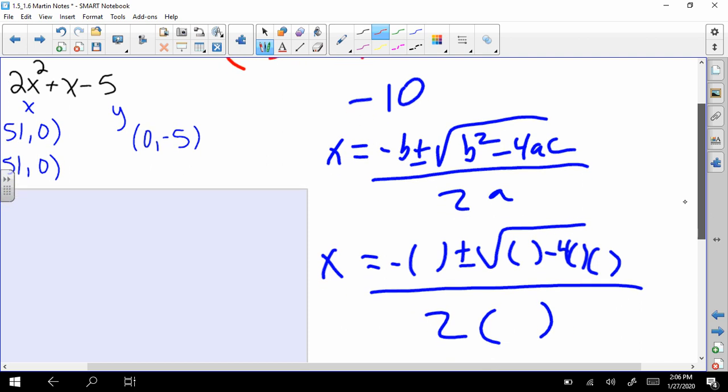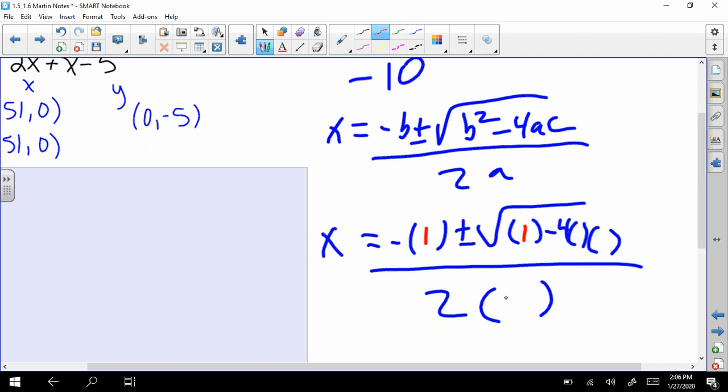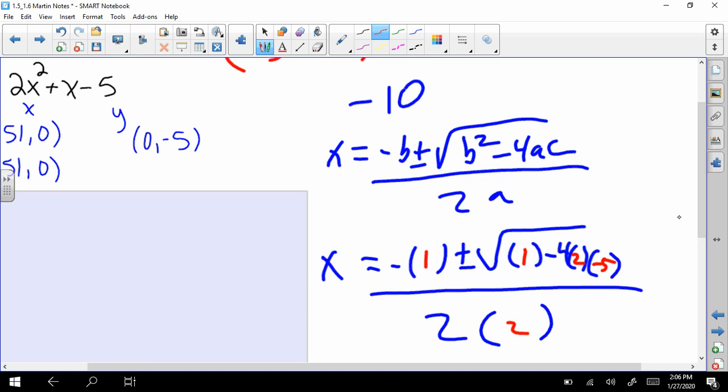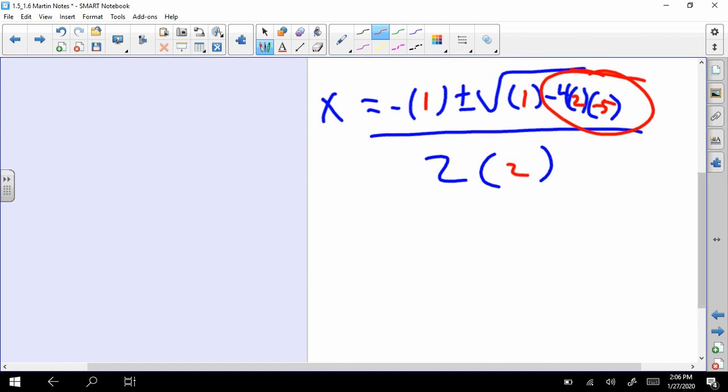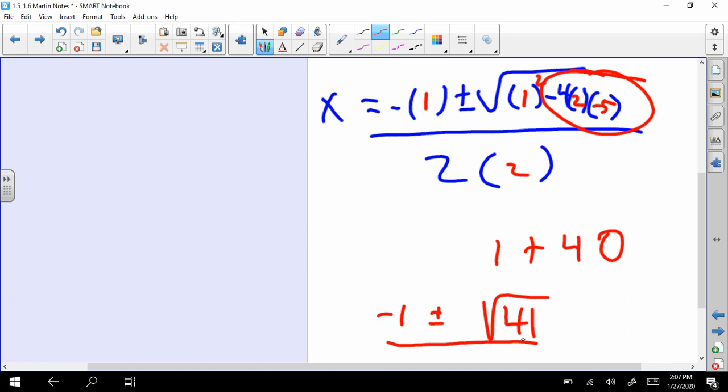A is 2, B is 1. C is -5. If you listened to me the other day, you know this is the place where the majority of the mistakes get made. That's a positive sign, two negatives. I've got 4 times 2 times 5, which is, I believe, 40. And then I square the 1 to get 1. I end up with 41 in my radical. It's irreducible. I cannot simplify it out. And that's all over 4.